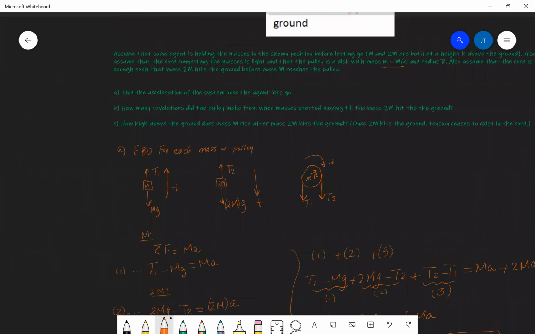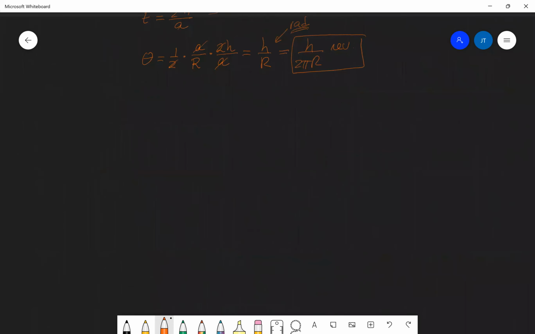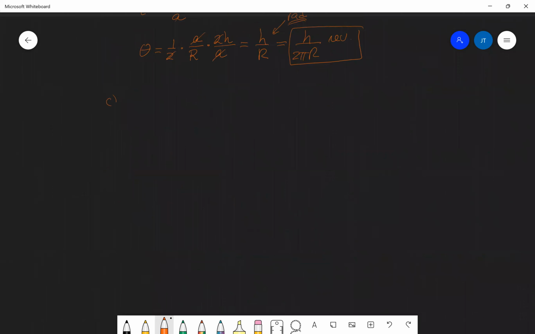So part C, how high above the ground does m rise after 2m hits the ground, okay? All right, there's no tension after 2m hits the ground. So what's happening to m? Let's draw a little diagram to see what's happening to m. So here's m's initial position. Nothing was moving. It was at a height h above the ground. Then things get into motion, and right before 2m, which is right here, hits the ground, this one also goes up another height h.